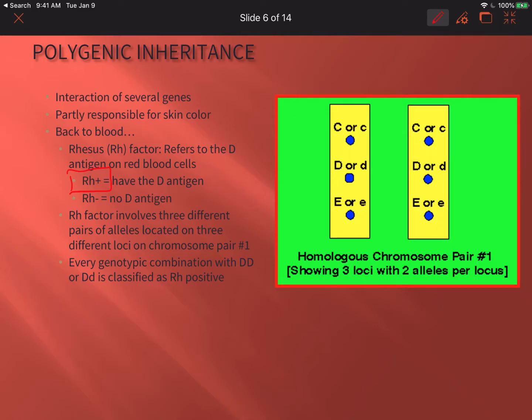We represent rhesus factor by capital D and lowercase d. It just makes it easier than writing down all the RHs. So Rh positive is going to be either capital D, lowercase d, or capital D, capital D. The only way you're Rh negative is if you're lowercase d, lowercase d. All right?